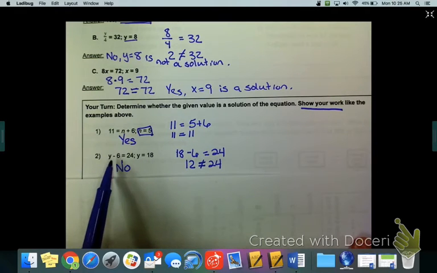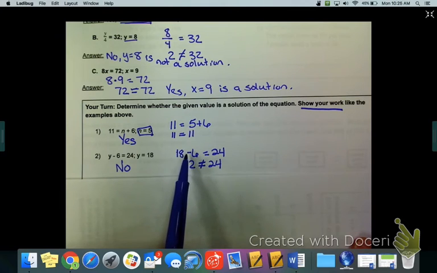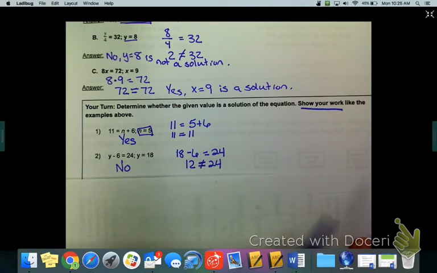Y minus 6 equals 24. And it tells me y is 18. So I put 18 in. 18 minus 6 equals 24.